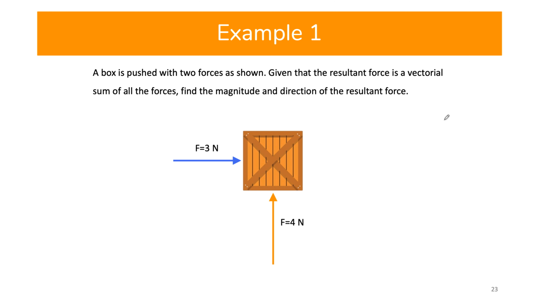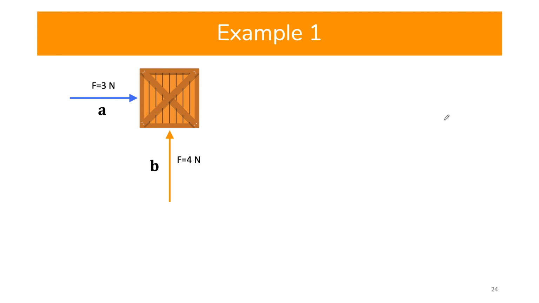Let's take a look at one example. There's a box that is pushed by two forces as shown here. Given that the resultant force is a vectorial sum of all the forces, we are asked to find the magnitude and direction of the resultant force. Alright, let's start doing it.